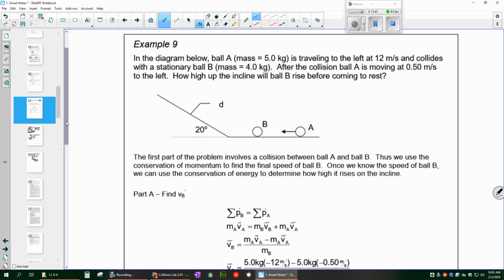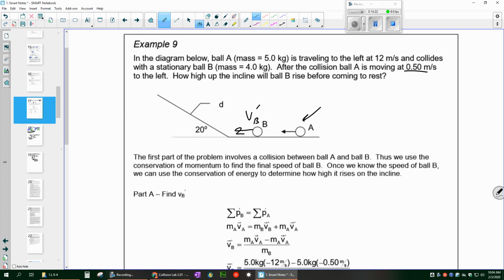It says in the diagram below, ball A, so this one, has mass 5 kilograms, it's traveling to the left at 12 meters per second, and collides with a stationary ball B. After the collision, ball A is moving with 5 meters per second to the left. How high up the incline will ball B rise before coming to rest? So we have to find V2. Here's our issue, right, is that I don't know what the velocity of ball B is after, right? I don't know where it's going after. So we could solve that the same way we were just solving those questions. We figure out the final velocity of B there.